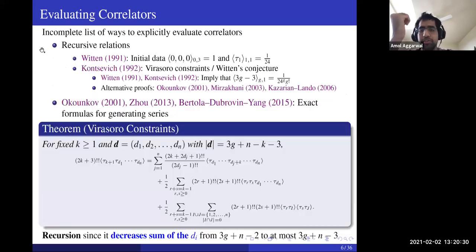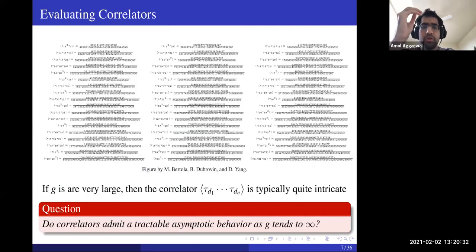So here you can use these recursive relations to actually compute these correlators. Here's a big chart of them if you want. The point is that if G is very large, then these correlators become very involved. This correlator becomes quite intricate. There's not really an explicit closed form for them unless you look at very special cases. And so a basic question one might ask is, since these things are quite ubiquitous, do these correlators admit a tractable asymptotic behavior as G tends to infinity?